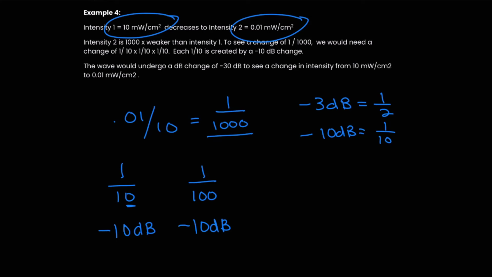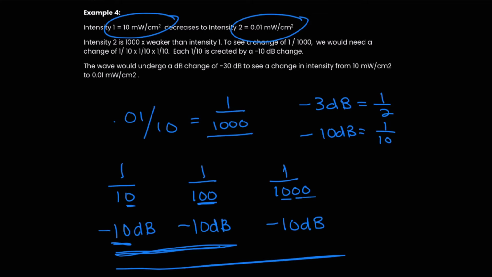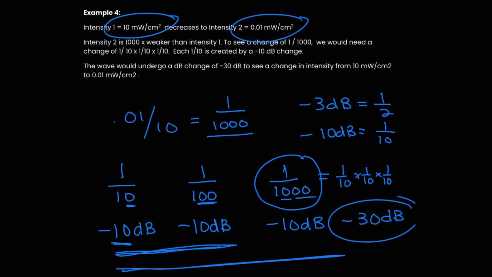Notice one zero, one 10 decibel change. Two zeros, two 10 decibel drops. So going with our pattern, if we have made the wave 1,000 times weaker, we have three zeros. We need three 10 decibel changes. And that is because 1/10 multiplied by 1/10 multiplied by 1/10 equals 1/1,000. By using this math then, we see that this wave must have decreased by 30 decibels to cause the wave to become 1,000 times weaker, or 1/1,000th of its original intensity.